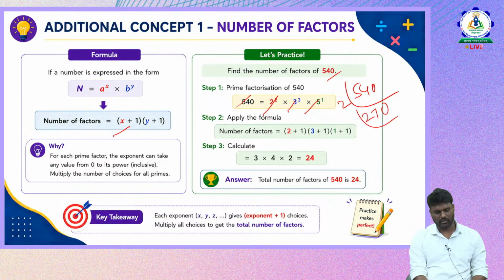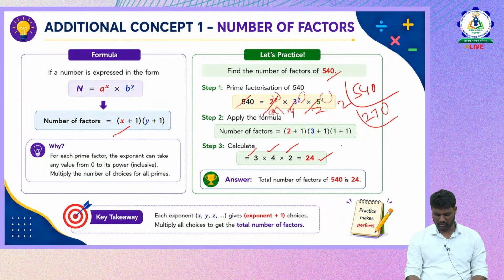So when you try to identify the number of factors, we take the exponents plus 1. Let us assume this is x, this is y, this is z. Now what is the value here? x is 2, so the exponents are x, y, z: 2 plus 1, 3 plus 1, 1 plus 1. Now simplify this one. 2 plus 1 is 3, 3 plus 1 is 4, and 1 plus 1 is 2. So when you multiply, we get 24.